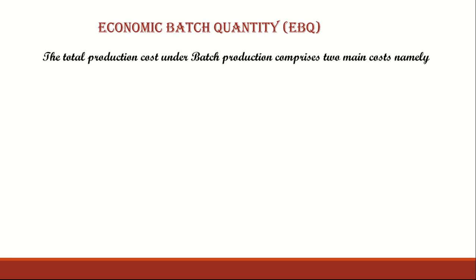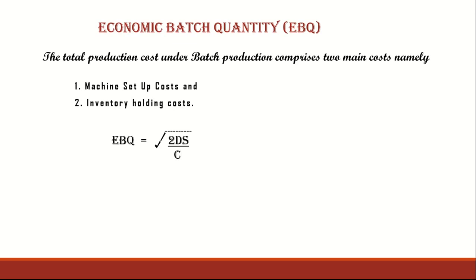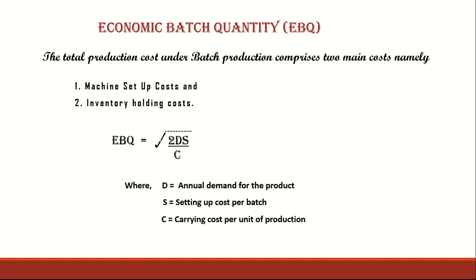Economic batch quantity, EBQ. The total production cost under batch production comprises two main costs, namely 1. Machine setup costs and 2. Inventory holding costs. EBQ equals root of 2DS divided by C, where D equals annual demand for the product, S equals setting up cost per batch, C equals carrying cost per unit of production.